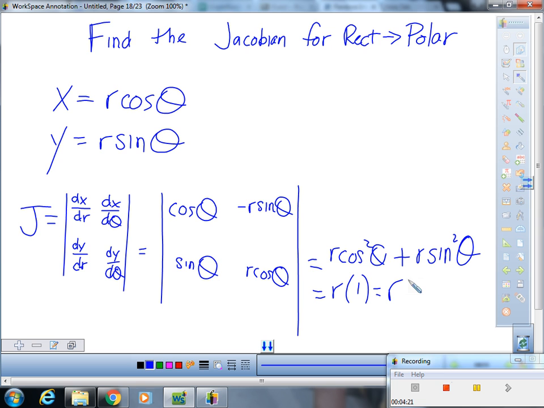Well, good. What was our factor when we changed from rectangular to polars? r dr d theta. Sweet. We just realized that we've been doing this already. We just didn't call it Jacobians.